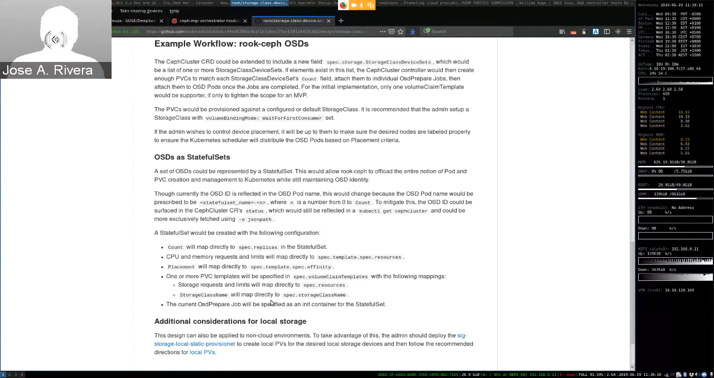Right, so real quick here, can a single OSD prepare job, as it is today, prepare multiple OSDs for the same device?